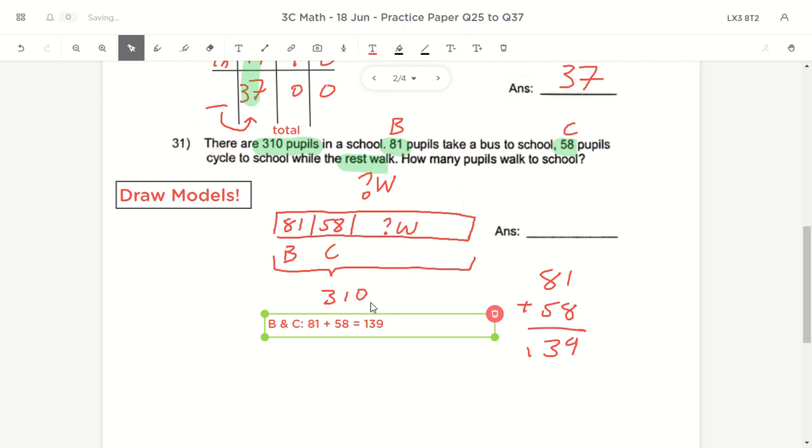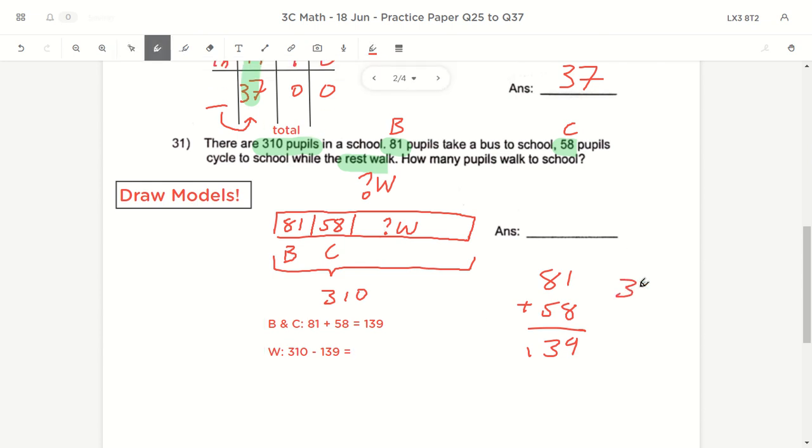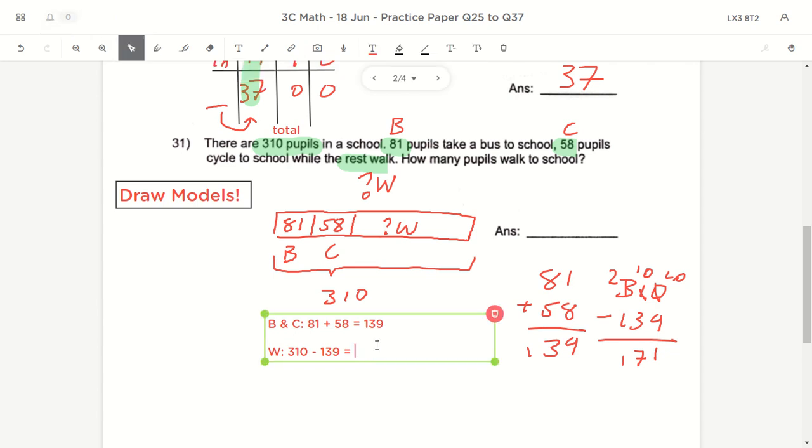Okay, but this is the total amount of bus and cycle. So now you use the total minus the answer. So basically this is to find the number of people who walk. So use the total, which is 310, minus away 139. Let's work it out. So 310 minus away 139. Regroup 0, regroup 10, give you 1. Regroup 2, regroup 10, give you 7 and 1. So the answer is 171. So all you need to do is draw the model, and from the model it is quite clear.